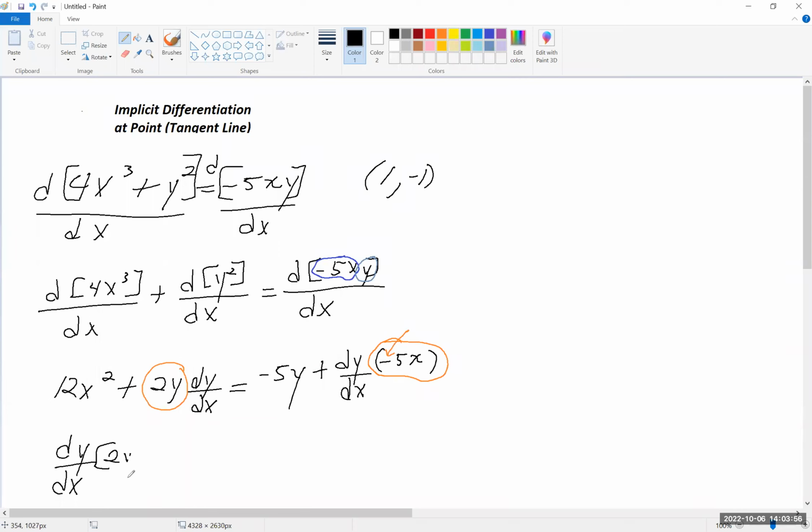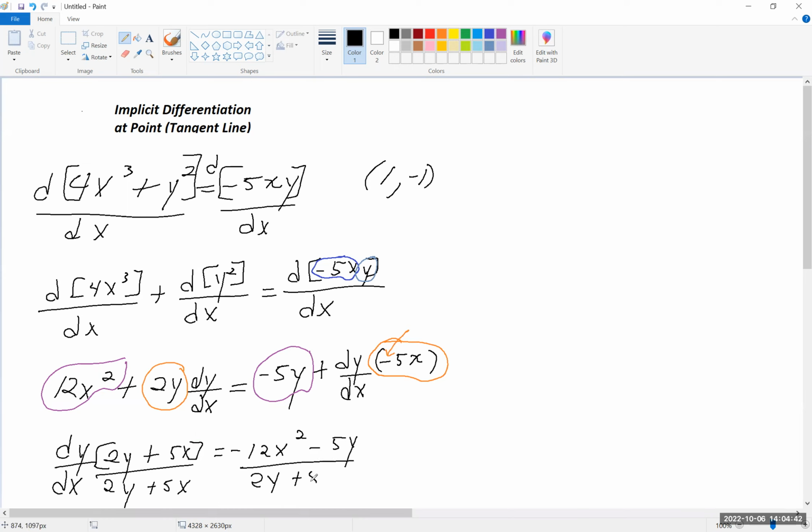So that's going to be 2y and then plus 5x. And then I'm going to move everything else over to the right. So just a quick circling of the things that I am going to put together. That's already on the left, but not the 12x squared. So I'm going to move the 12x squared over. Comes a negative minus 5y. And then the last thing is to divide both sides by 2y plus 5x.